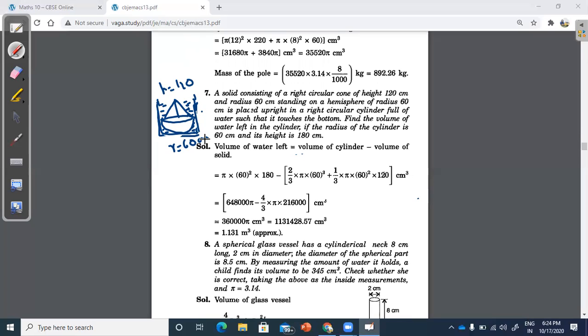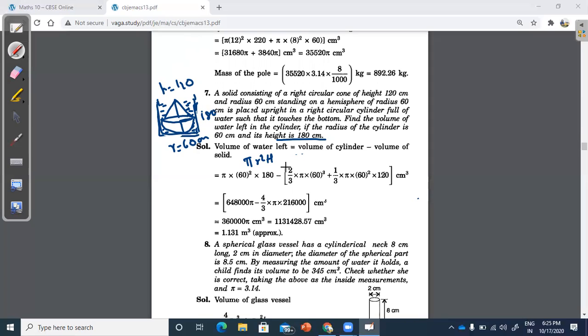So what will happen to the height of the cylinder? Height is going to be, this is 120 up till here plus 60. So 180 will be the height of the cylinder. Okay, that is given to us already. Even if it was not given, we could have determined that because height of the cone is 120 plus the radius is equal to 60. And we know that radius and height of a hemisphere are same. So 180. So pi r square h, that is the formula that I'm going to apply here. Pi r square h, radius is 60, height is 180 for the full cylinder.